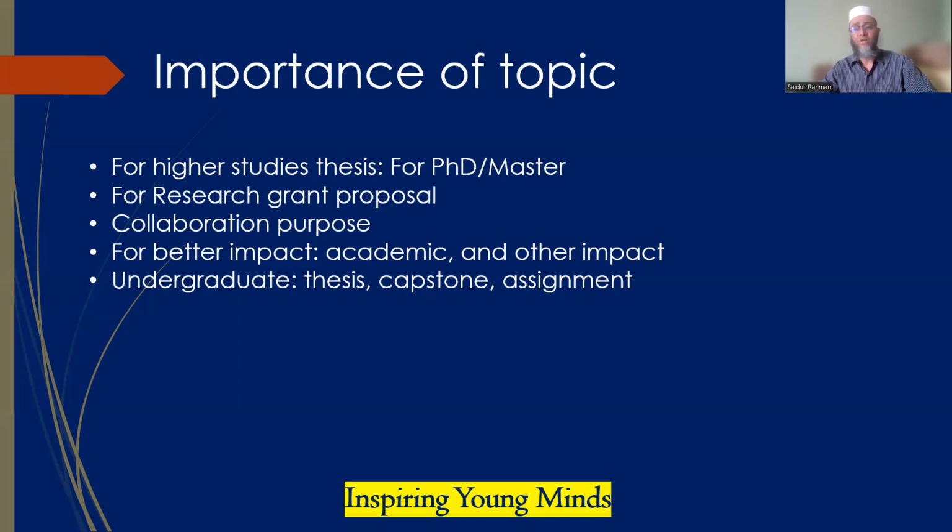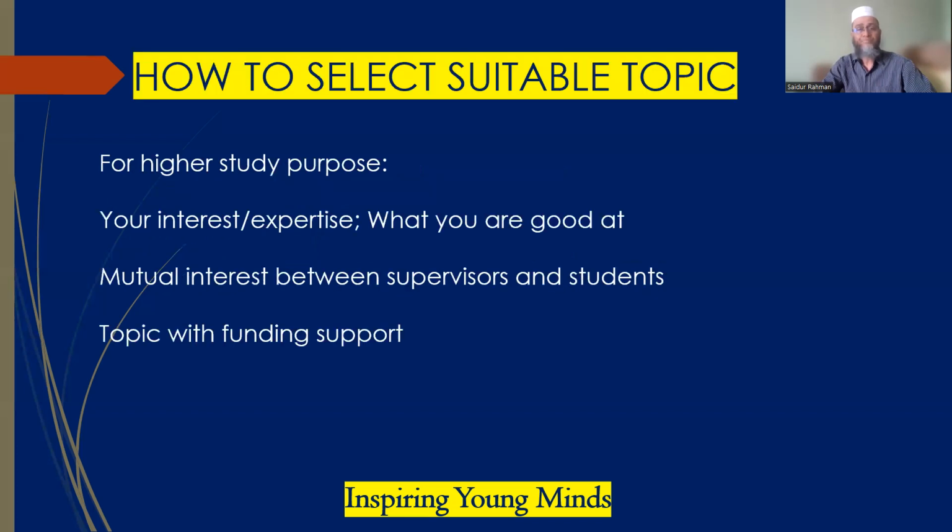So if you have a long-term goal that you want to be an academician, a world-class researcher, you want to solve industrial problems, you want to be an innovative, prolific researcher, I think it is the best time to think about what your long-term research goal would be. Certainly, this presentation will guide you and help you from the very beginning, even when you are an undergraduate student. So these are very important: how to select a suitable topic.